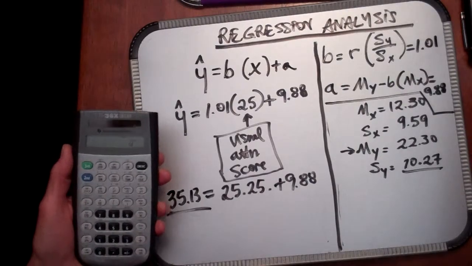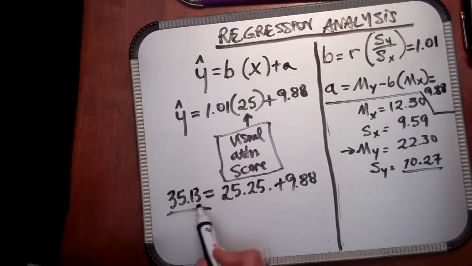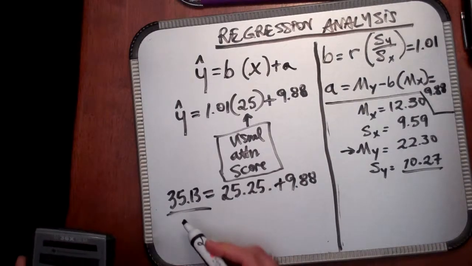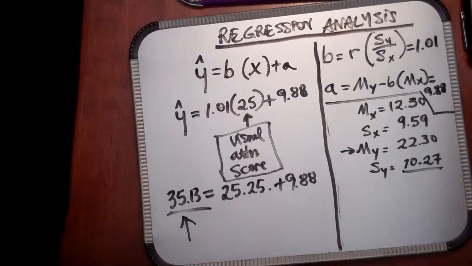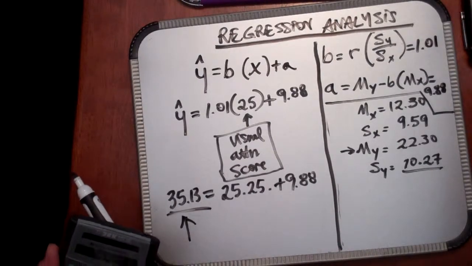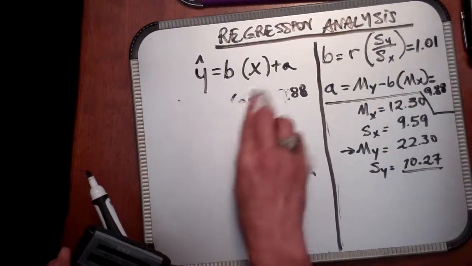And of course, it would be up to you as the expert in radar detection sensitivity to know the meaning of this radar detection sensitivity score, 35.13, right? All right. So that's how you use a regression line. And as you can see, in many situations, this could be very, very practically useful.